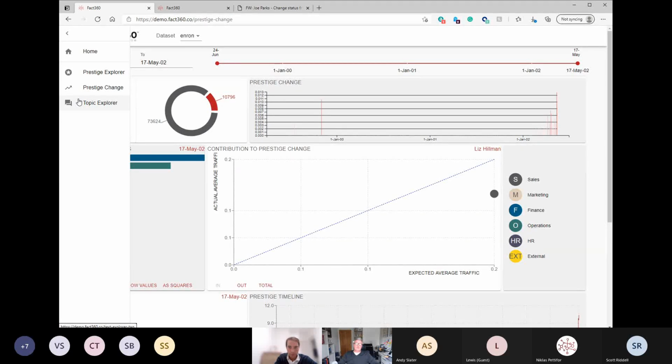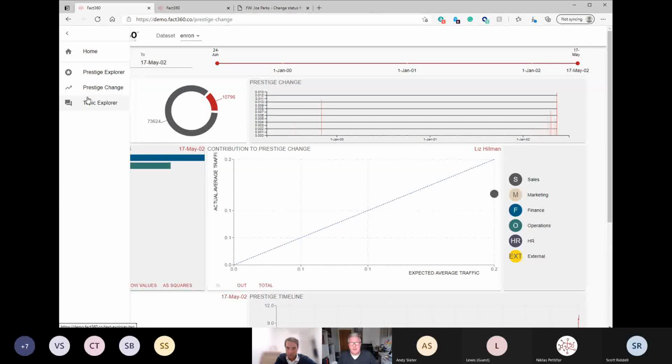So it can be used to look at any sort of anomalies, changes in behaviour without actually looking at the text. This also helps because it operates freely in any language. But what we're going to do is talk through the Prestige Explorer and Prestige Change.